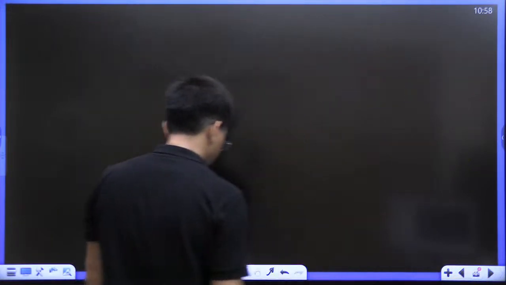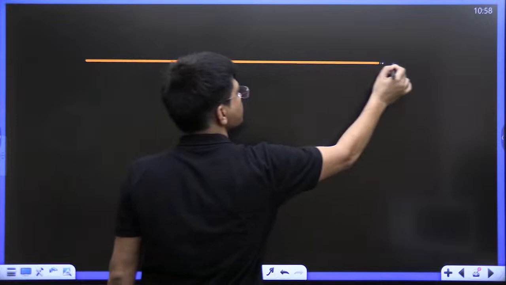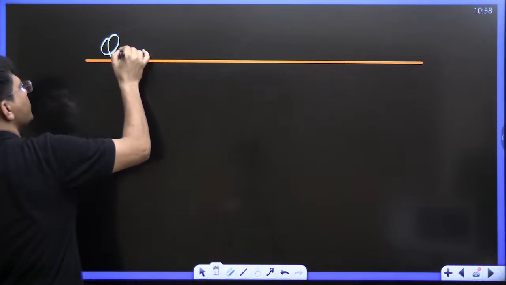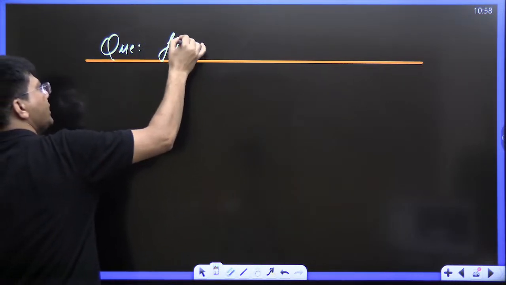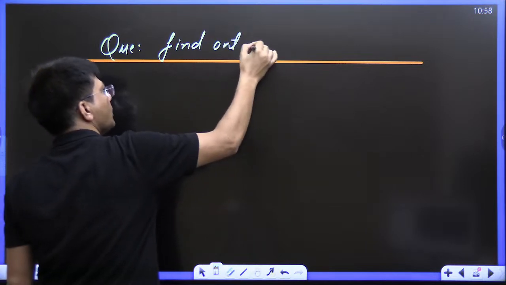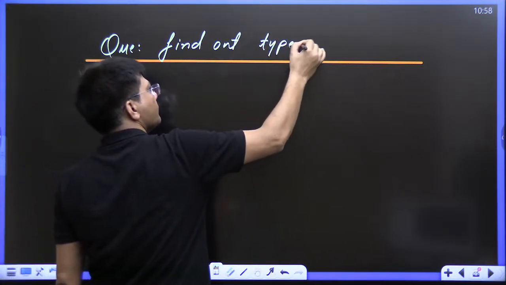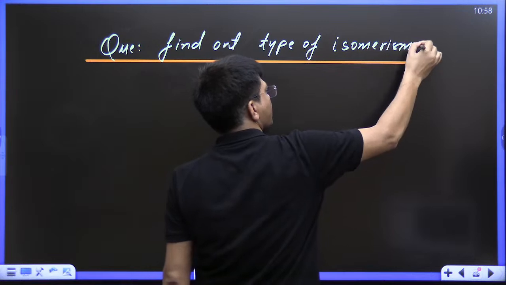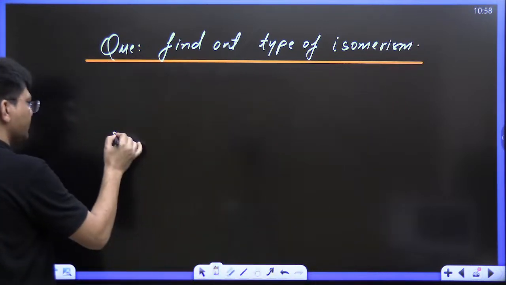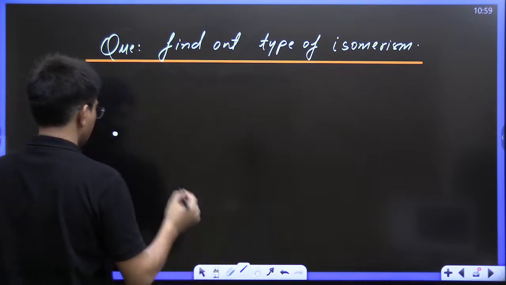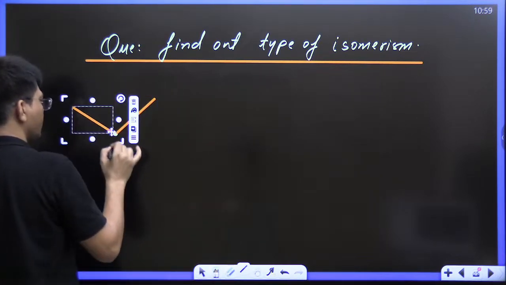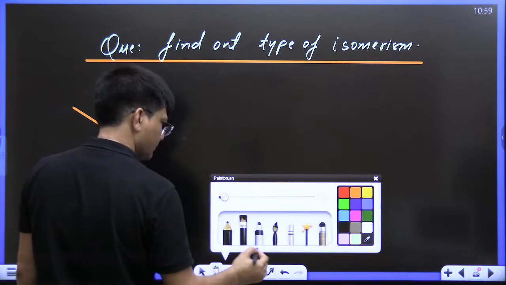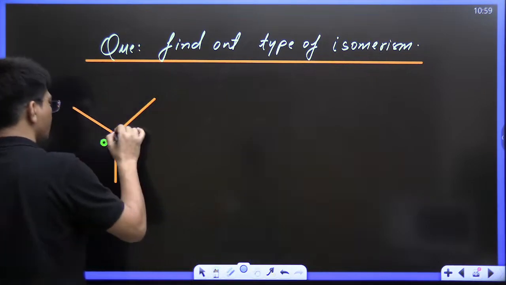See, the question is: find out the type of isomerism. Now the compound is like this. This is the front carbon, and this is the back carbon.